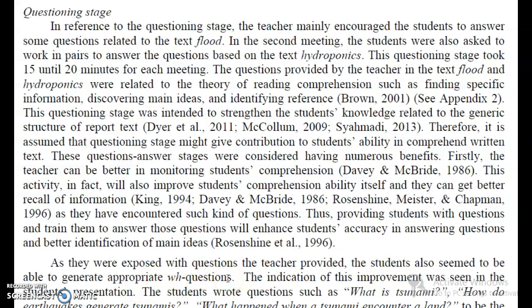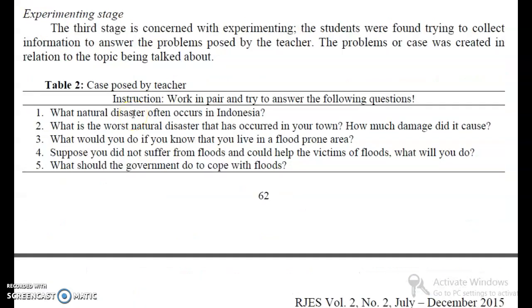So it means that not only the teacher has questions, but the students also need to express their questions to the teacher or to the other students. Okay, then now we continue to the third stage, which is concerned with experimenting.